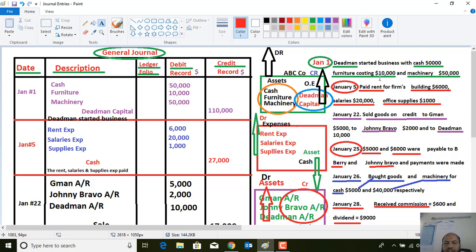50,000, furniture 10,000, and machinery 50,000. So in this transaction you may find 4 accounts: the cash account, the furniture account, and the machinery account.